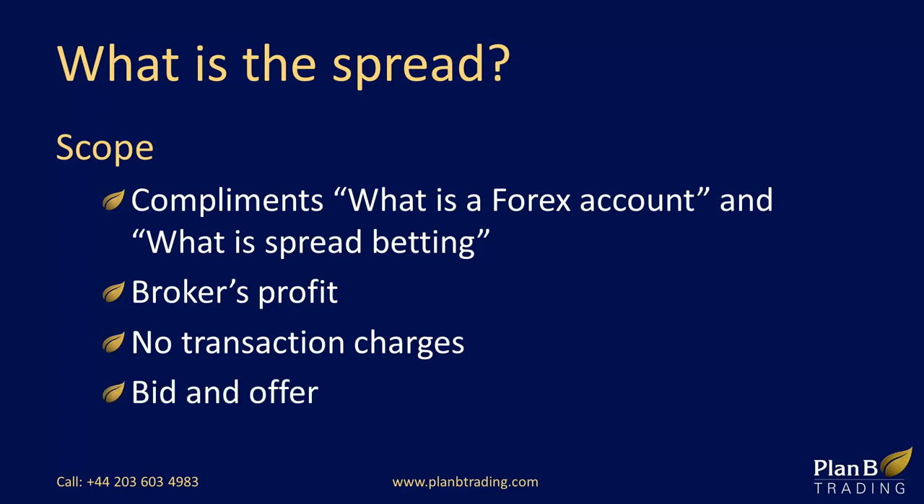Instead, the broker offers two different prices for a currency trade, often referred to as the bid price and the offer price. These are the broker's prices, describing what the broker is doing. The broker is bidding and offering. You buy at the offer price and sell at the bid price. The difference is called the spread and is the broker's profit margin.